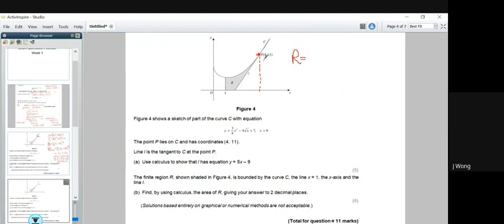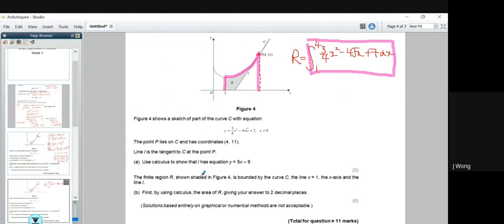You could drop a line to it, and then you could see there's a little triangle right here, which fills up the empty space here. So what we could do to find this area R as a big plan is to find the area under the curve from x equals 1 to 4 using integration. So we're going to integrate from 1 to 4 of the original curve, 3/4 x squared minus 4 root x plus 7, with respect to x. That will take up all the space here.